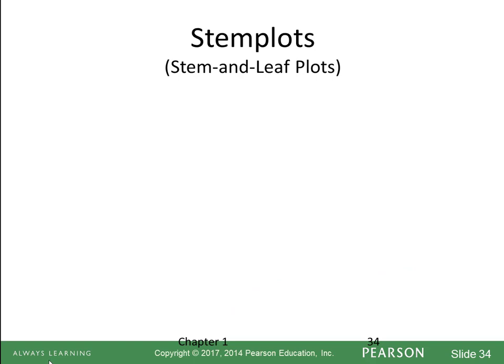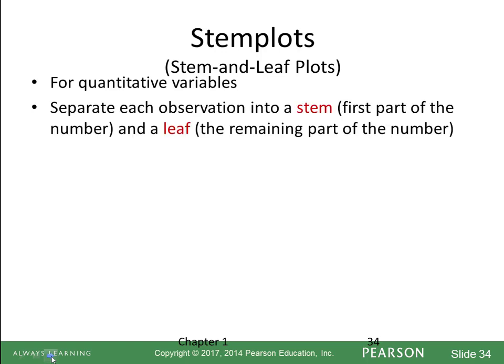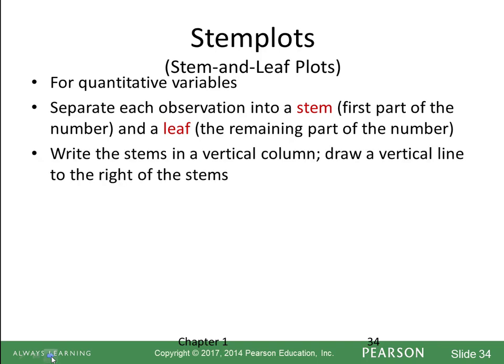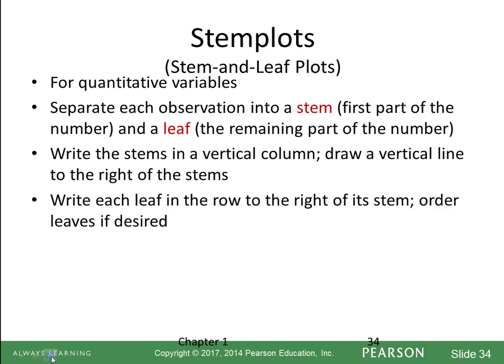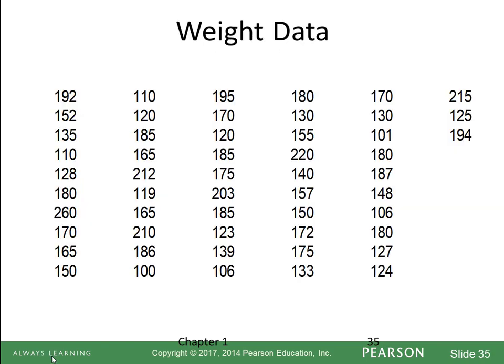Now, here's the stem plot for our weight data. So it's always for quantitative variables, and we separate the observations into the stem and the leaf, okay? We write the stems in a vertical column and then draw a line. And then we write each leaf to the row to the right. So here's our weight data, and it isn't in order here, but we are going to put the first 2 digits as our stem and the last digit as our leaf.